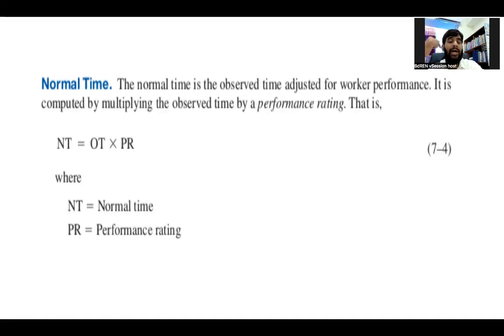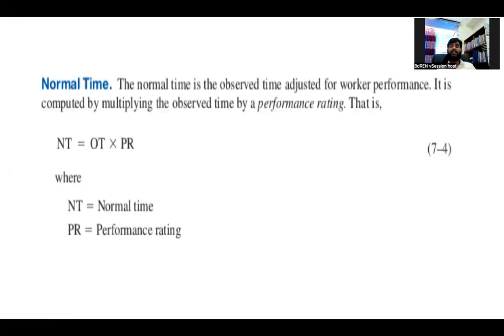If you think that I am the operations manager of your classroom, I have the performance report, and everybody's performance report is known to me. Who is the best performer, who is the average performer, who is the better performer, I know. So this type of performance rating of the employees is available to the operations manager. And they will multiply the observed time by the performance rating.